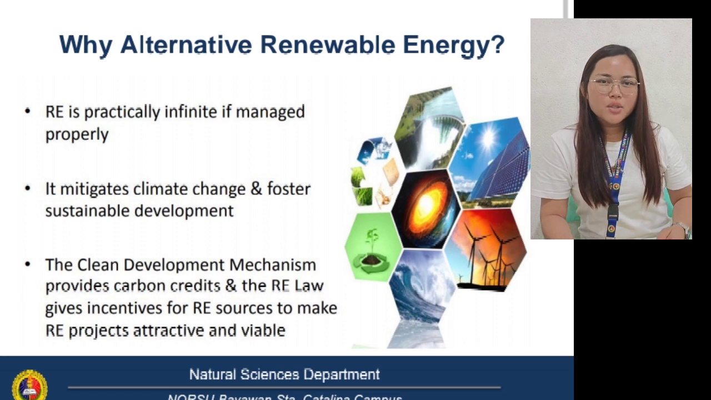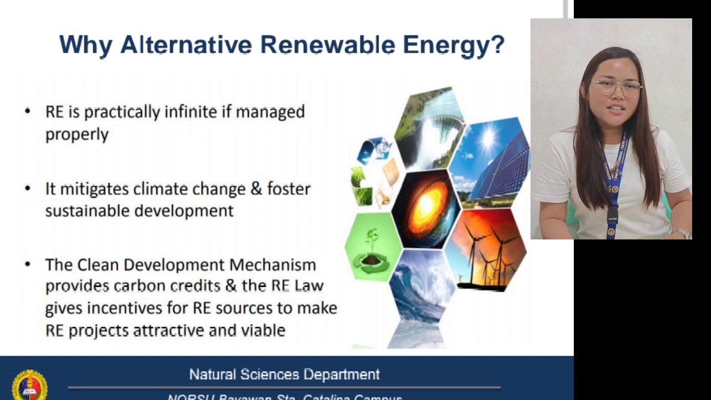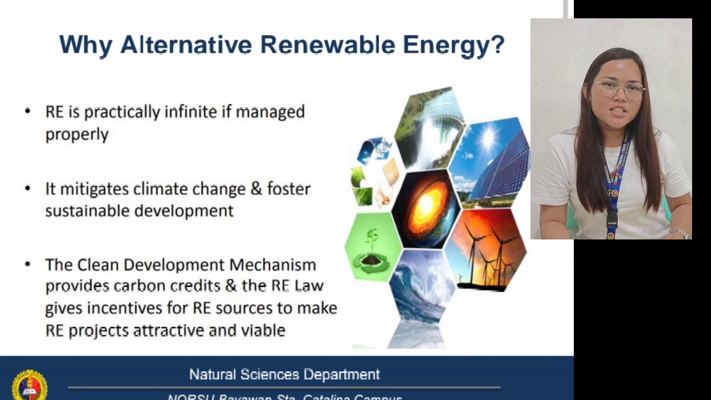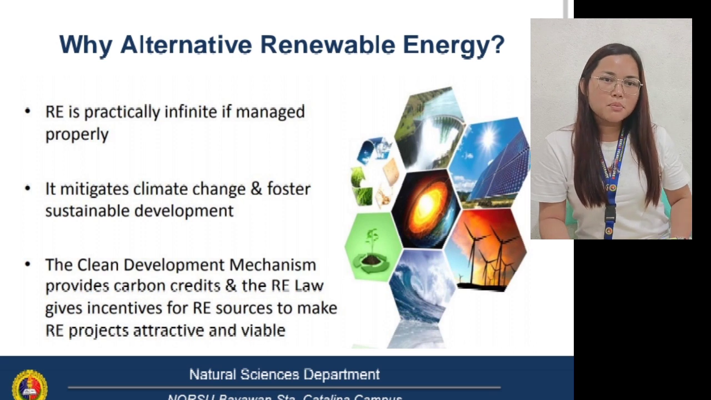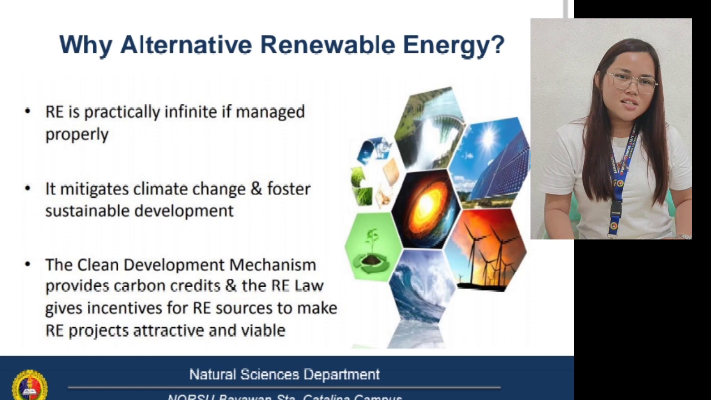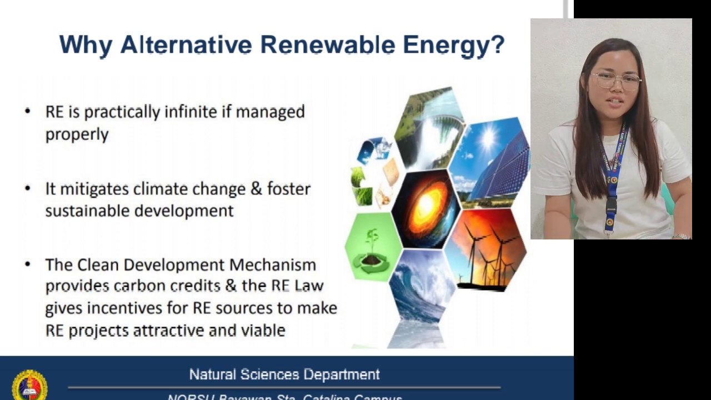Why alternative renewable energy? First, RE, which stands for renewable energy, is practically infinite if managed properly. Infinite means it has no limit, so renewable energy practically has no limit if managed properly. Second, it mitigates climate change and fosters sustainable development. Third, the Clean Development Mechanism provides carbon credits, and the RE law gives incentives for RE resources to make RE projects attractive and viable.